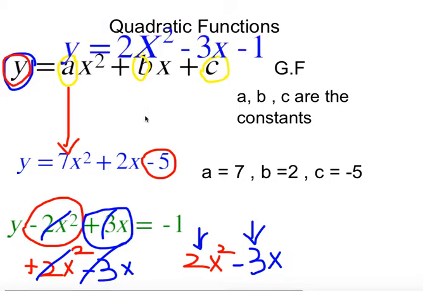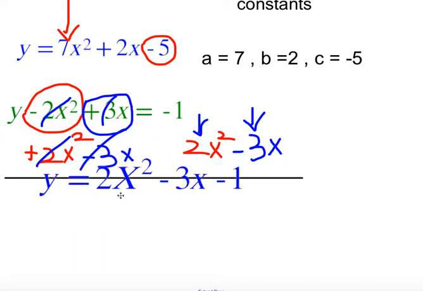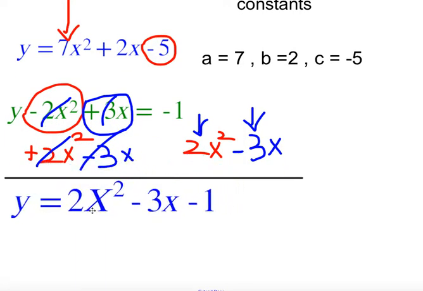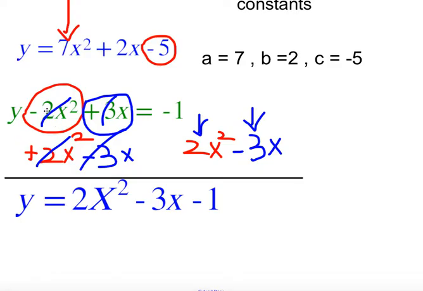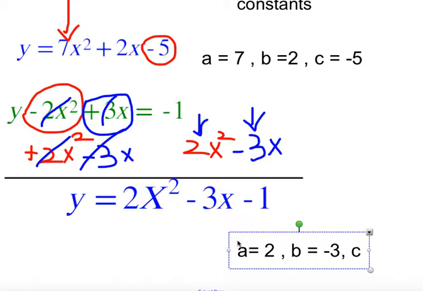I'm going to drag it right here. There you go. Beautiful. We have y by itself. Awesome. This and that cancel each other out. On the other side, we have 2x squared minus 3x, and I write the minus 1 at the very end. Now we can recognize what a is. Good job: 2. What b is: minus 3. And what c is: minus 1.